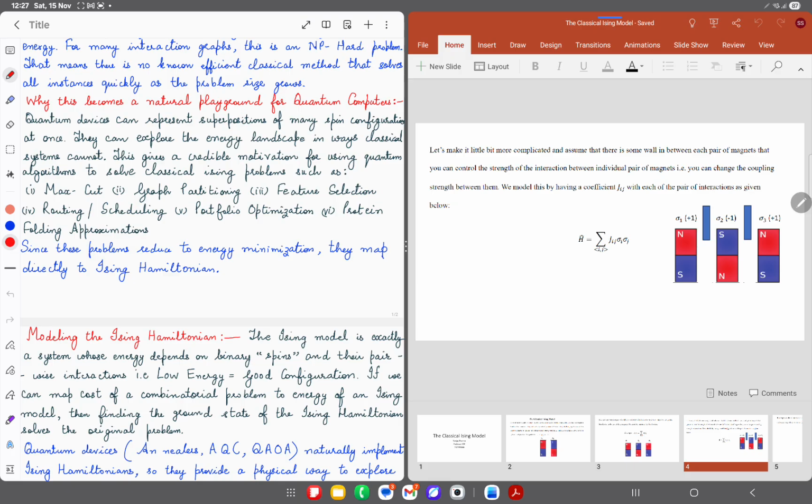So overall, the Hamiltonian now becomes H cap equals the summation of J subscript ij into sigma subscript i into sigma subscript j.